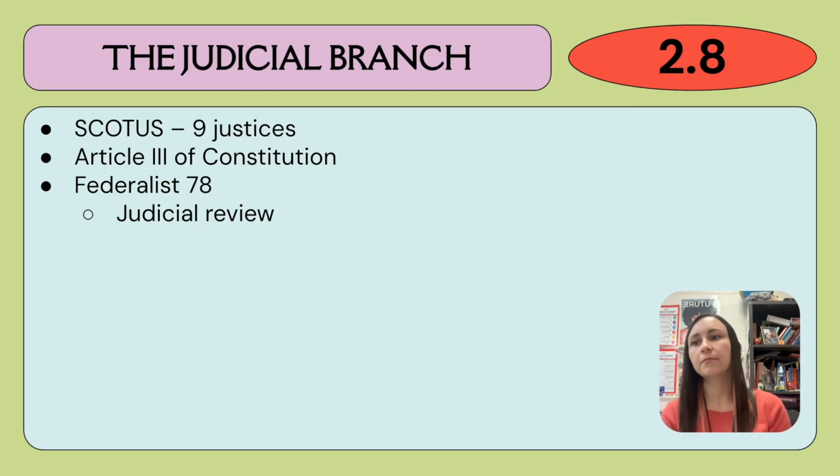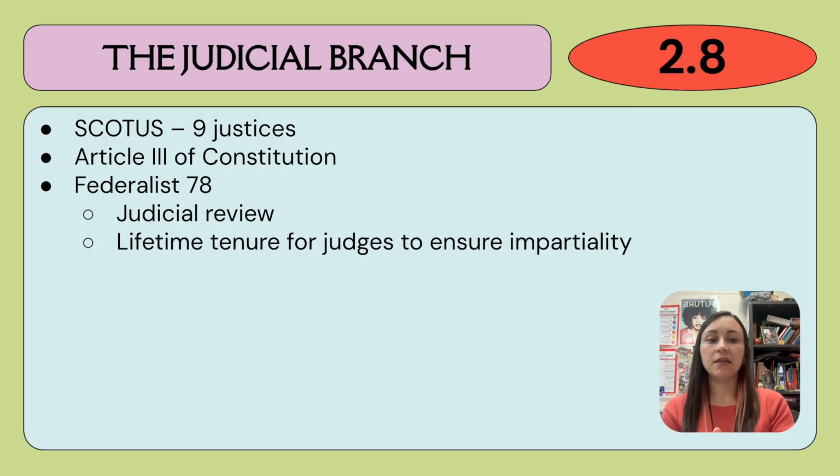Okay. Now, another thing to think about here is that the judicial branch, generally speaking, specifically with the Supreme Court, has lifetime tenure for judges. And so the reason for this is to ensure impartiality. They are not supposed to be political. And so we'll talk more about that in just a minute with 2.10. But basically, they are given life tenure, but for a reason.